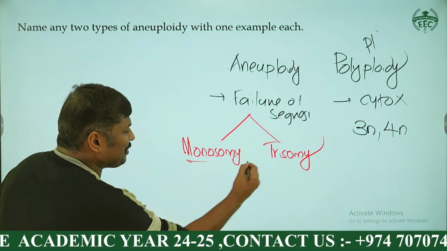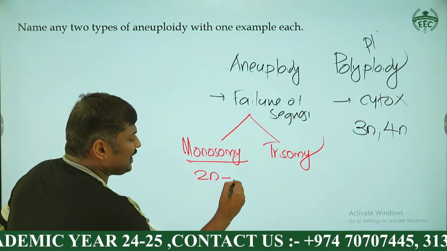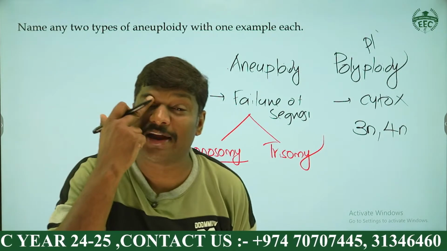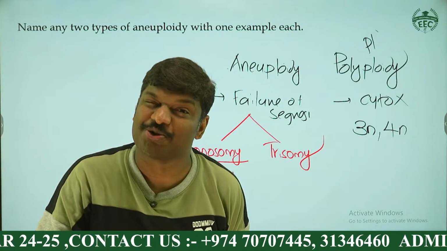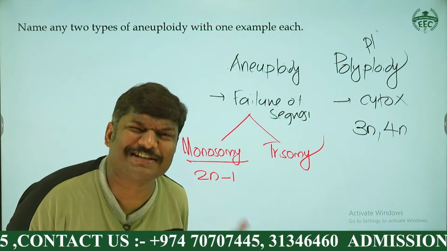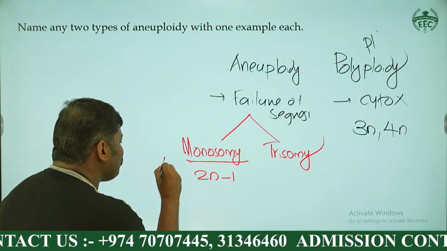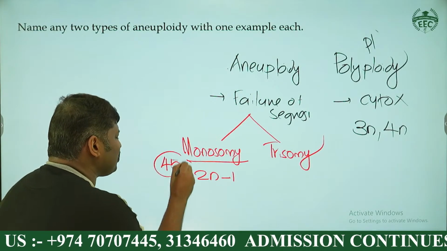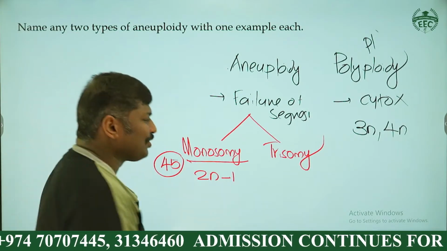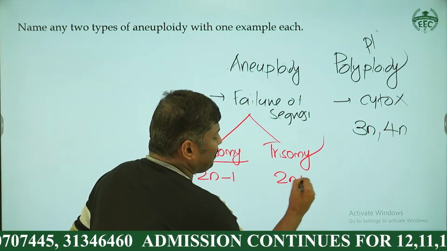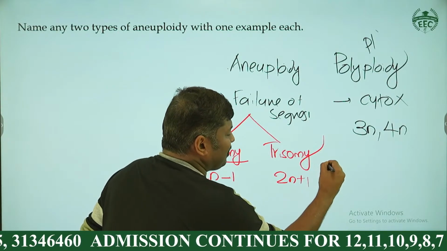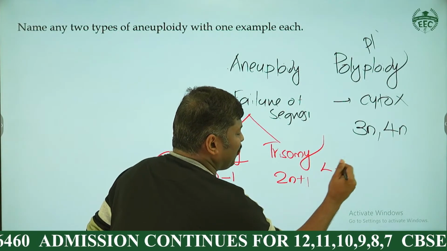What is monosomy, my dear student? It is 2N minus 1. What is 2N? 2N means diploid, 46 chromosomes, right? So that's why monosomy produces chromosome number 45. And here you can see, trisomy means what? 2N plus 1. So the chromosome number is 46 plus 1, that is 47.